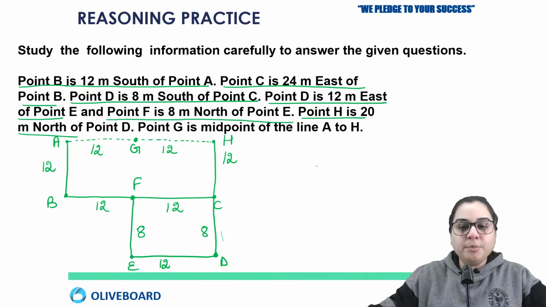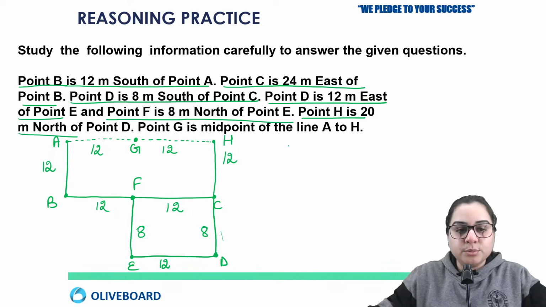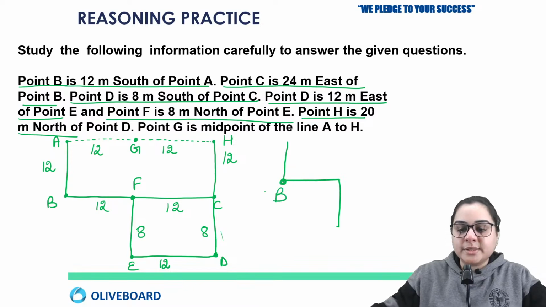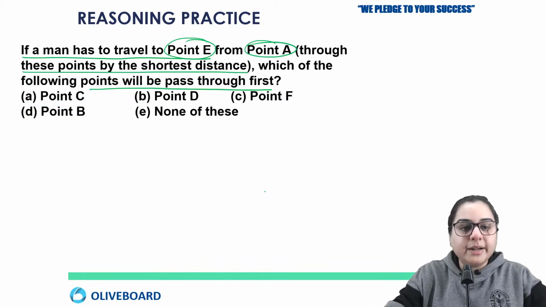Correct. So from point A to E, if he wants to move, then he will travel from A to B, B to F, F to E. So the first point that he will visit is point B, and hence the answer here will be option number D.